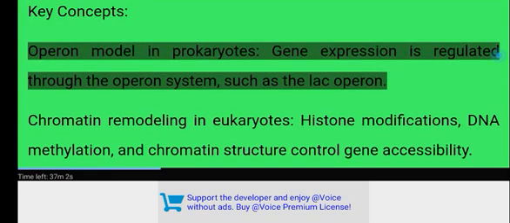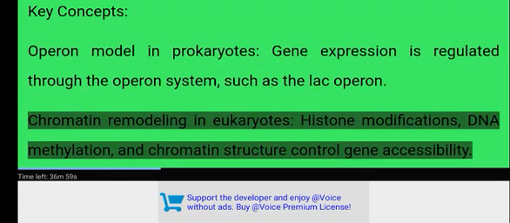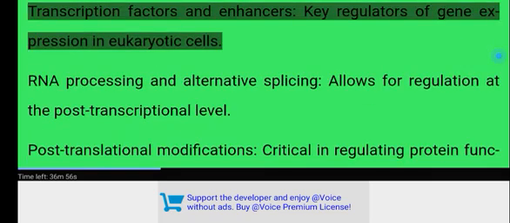Key concepts. Operon model in prokaryotes. Gene expression is regulated through the operon system, such as the lac operon. Chromatin remodeling in eukaryotes. Histone modifications, DNA methylation, and chromatin structure control gene accessibility. Transcription factors and enhancers, key regulators of gene expression in eukaryotic cells.